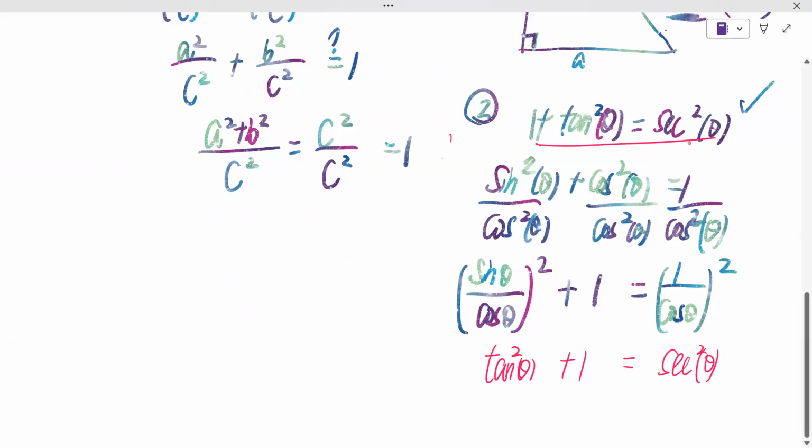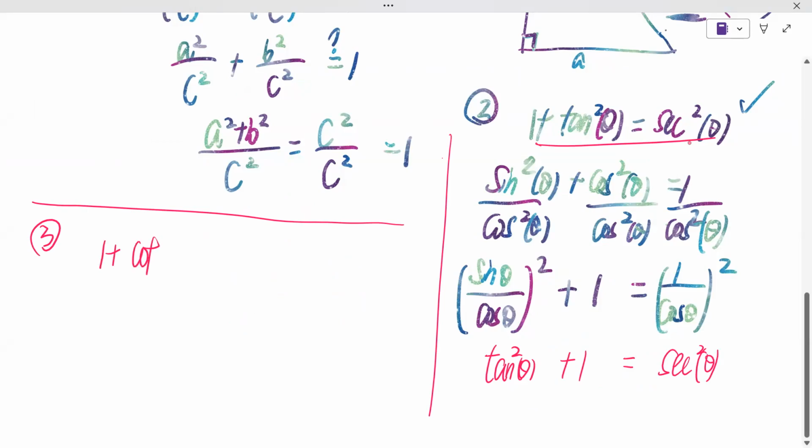Okay. Now, similarly, I want to prove this one. The third Pythagorean identity is 1 plus cotangent theta squared equals cosecant theta squared. I want you to take a couple of minutes. It's going to have a proof similar to this. See if you can figure out how to prove this one.